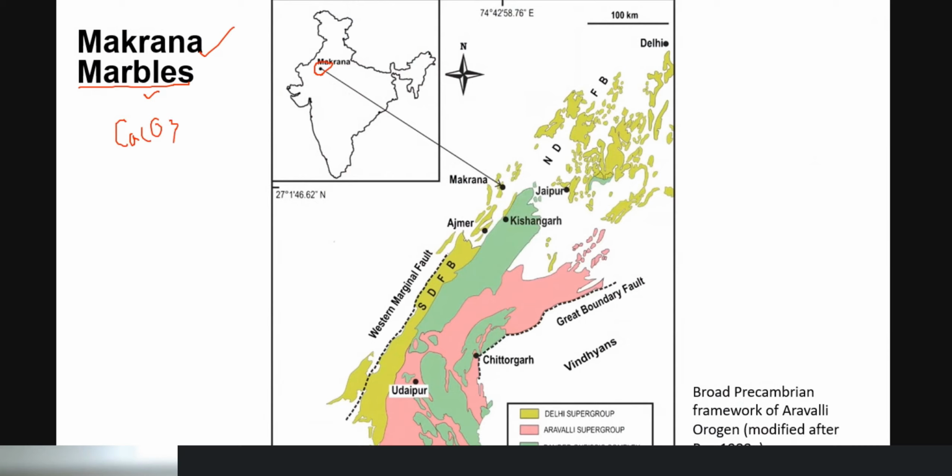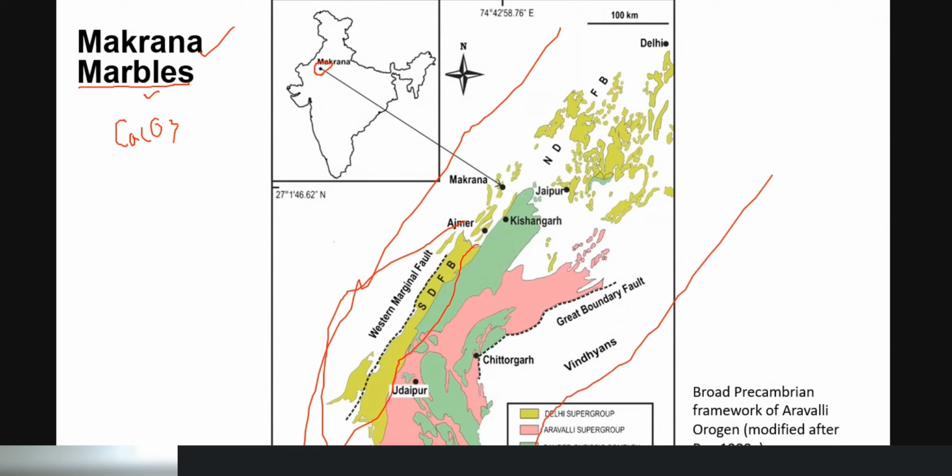Your calcite sedimentary deposits have been metamorphosed and converted into marbles. So this is the geological formation of that particular area. This is the Aravalli Delhi mobile belt, from which we extract Makrana marbles. Okay, so these are different terrains, and this is our South Delhi fold belt. This whole terrain is called the Aravalli Delhi mobile belt.